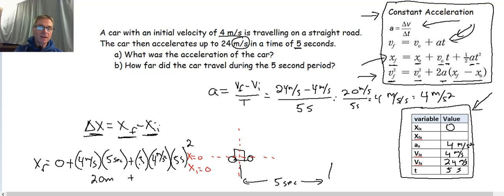All right, so when we do the math, 4 times 5 over here is 20 meters. All right, seconds cancel out. Plus 0.5 times 4 is 2. 2 times 25 is 50. So we get 50 meters over here. And so what is x final? X final turns out to be 20 meters plus 50 meters. So we get 70 meters. We travel 70 meters during that 5-second time period.